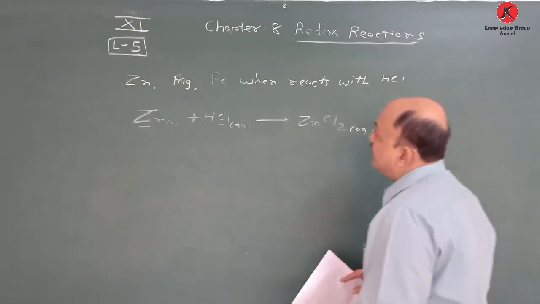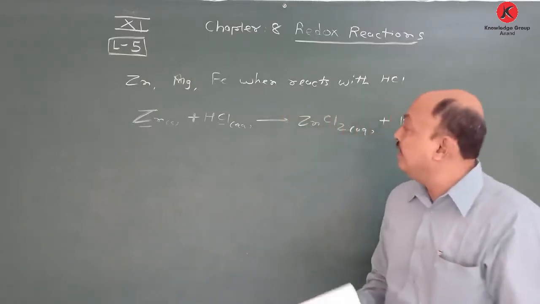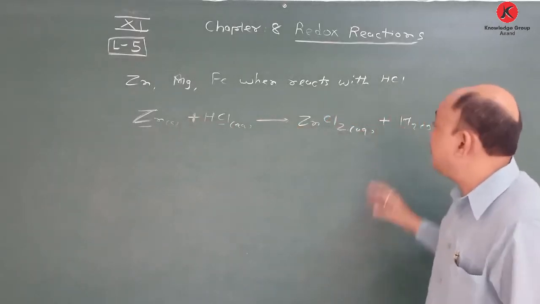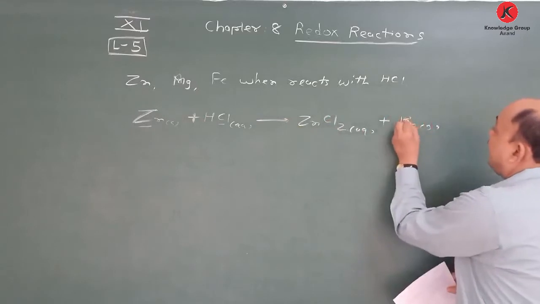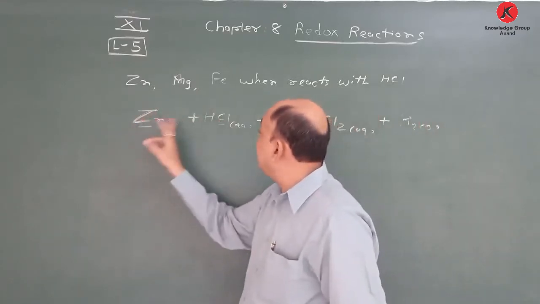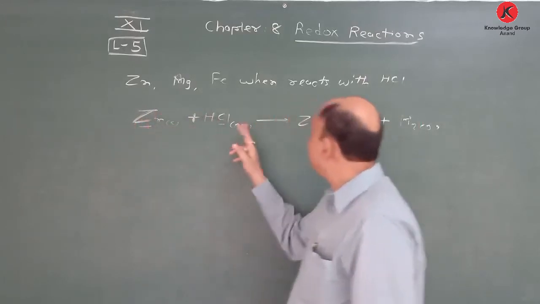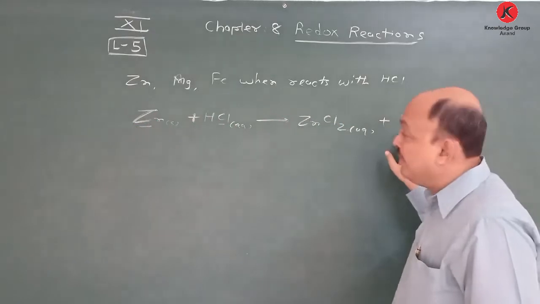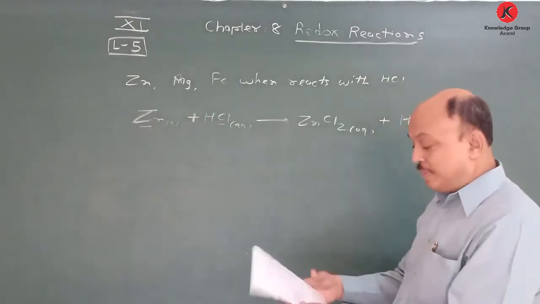Another is magnesium solid. Just you see, Zn solid plus HCl gives ZnCl2 plus H2 gas. What is our topic? Non-metal displacement. So here chlorine is displaced, we consider Zn. So Cl minus is in ZnCl2 and here H2 gas. Okay, so it is considered as non-metals.